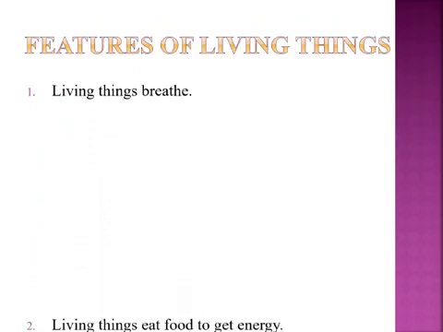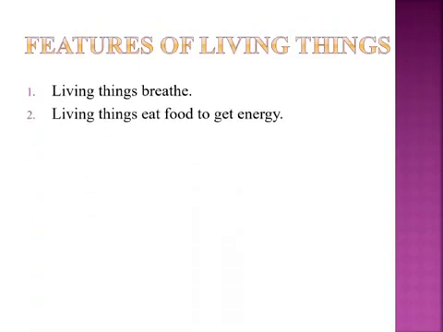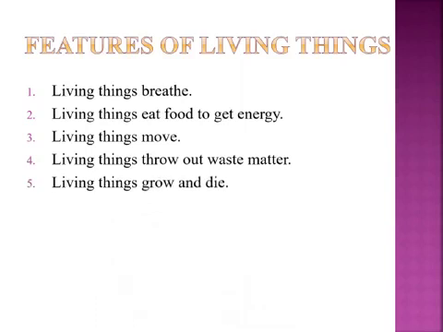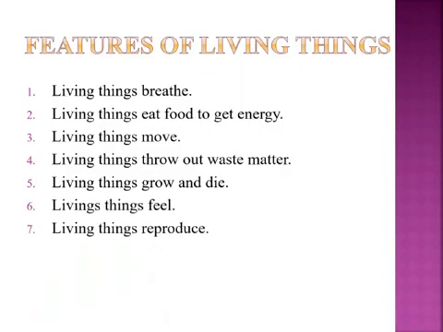The third most important topic of this chapter is features of living things. There are seven main features of living things. Firstly, living things breathe. Second, living things eat food to get energy. Third, living things move. Fourth, living things throw out waste matter. Fifth, living things grow and die. Sixth, living things feel. The last and seventh, living things reproduce. About all these features, we are going to learn in detail in the next slides.